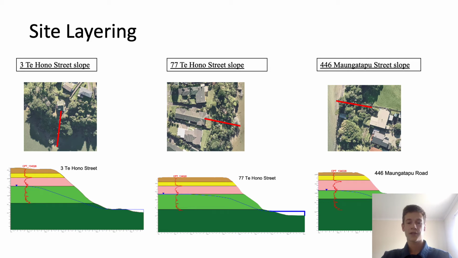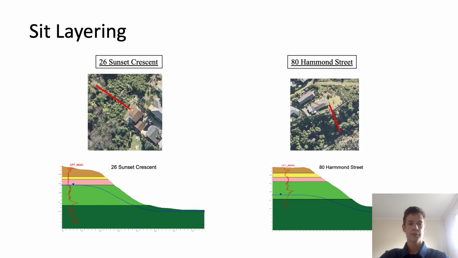The completed cross-section for each slope are shown below that. The purpose of each cross-section is to show the layering that is present within the slope and the slope's dimensions, along with the water table's height and the geotechnical testing data that was used for each slope. The final 2 aerial images and the cross-sections of the 26 Sunset Crescent slope and the 80 Harmon Street slope are shown.